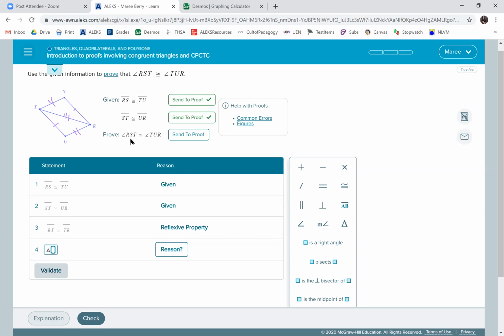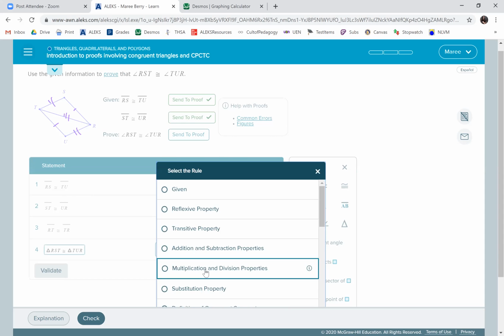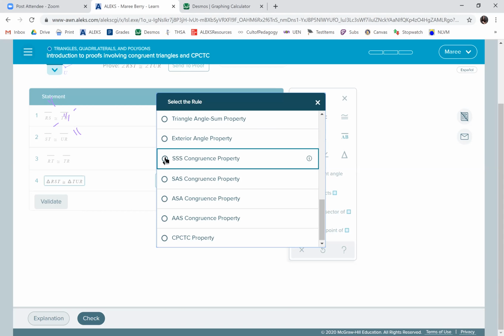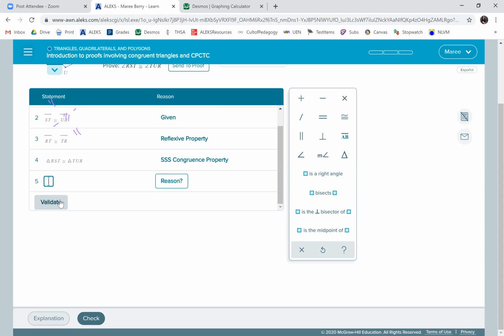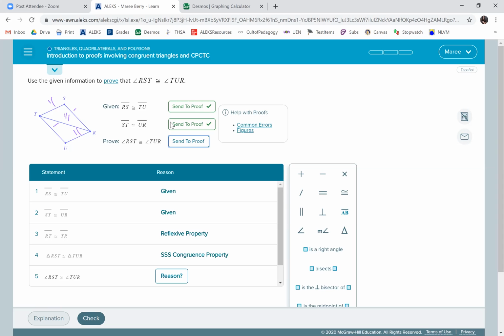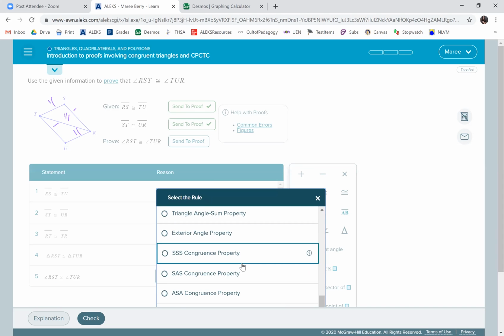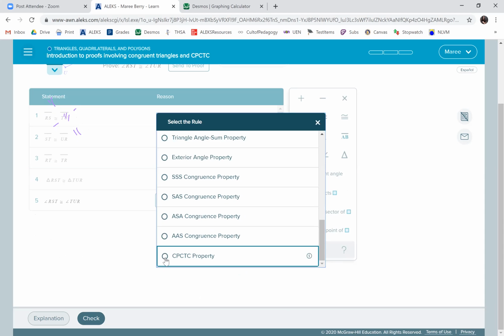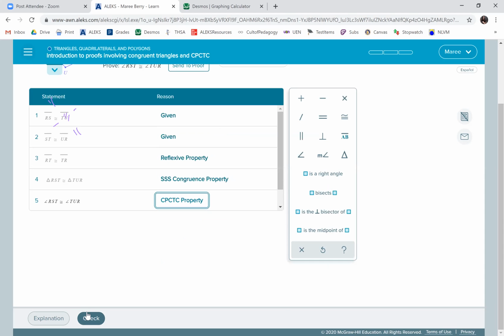Now I'm going to do this in the order they have here for the triangle. So triangle RST is congruent to triangle TUR. And that is by SSS. So we showed all three sides congruent. And then we're going to go ahead and say, okay, well, the two angles will be congruent. And this will be CPCTC. I love that. CPCTC. Corresponding parts of congruent triangles are congruent.